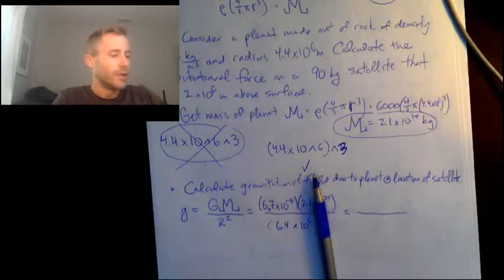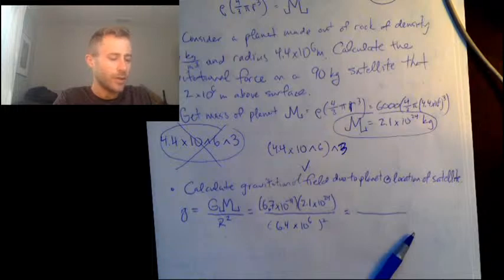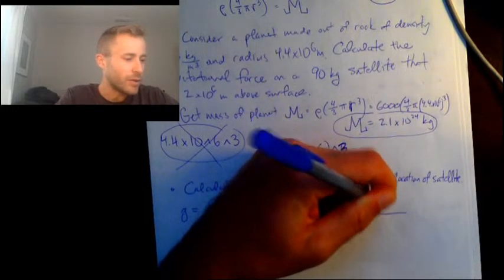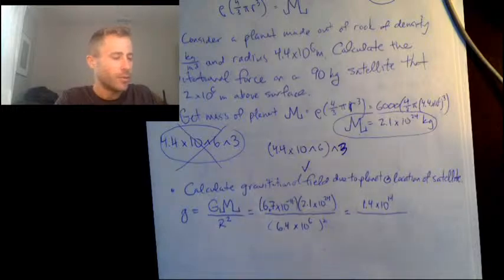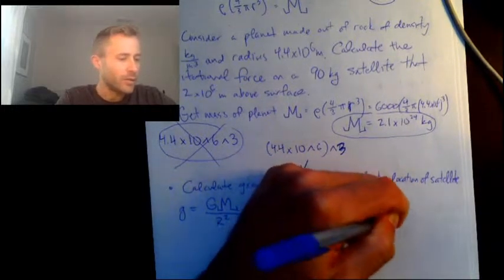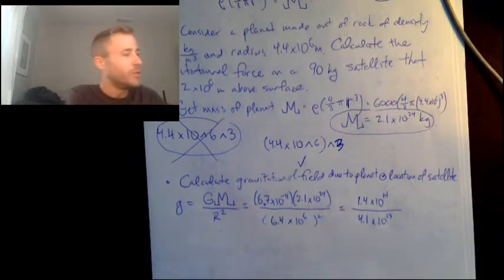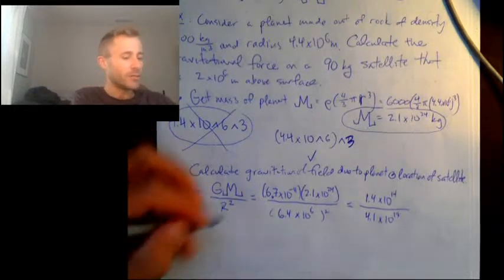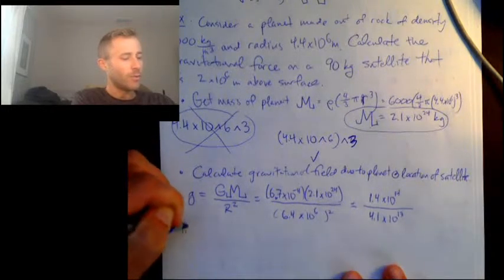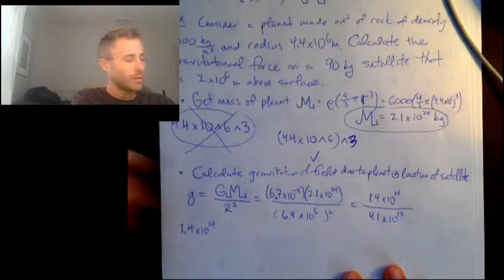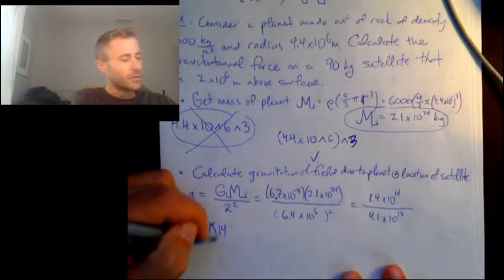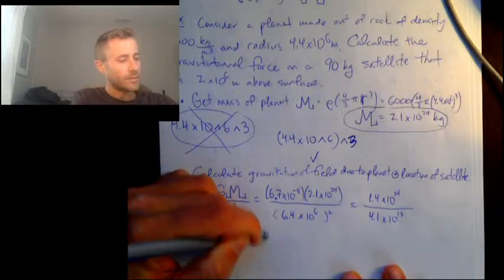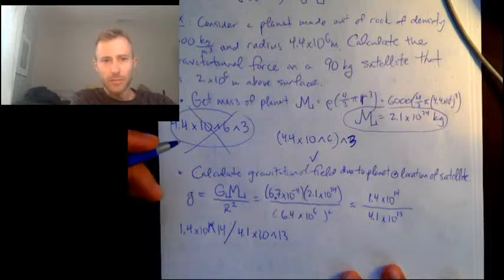Okay? So the numerator is 6.7 times 10 to the minus 11 times 2.1 times 10 to the 24th, which is 1.4 times 10 to the 14th. The denominator is 6.4 times 10 to the 6th squared, which is 4.1 times 10 to the 13th. Okay? Now, let me show you how some of you will be tempted, and probably some of you will still type it into the calculator this way despite my warnings. You'll say, okay, 1.4 times 10 caret 14, divided by 4.1 times 10 caret 13. Seems like it should be right, but it's not.